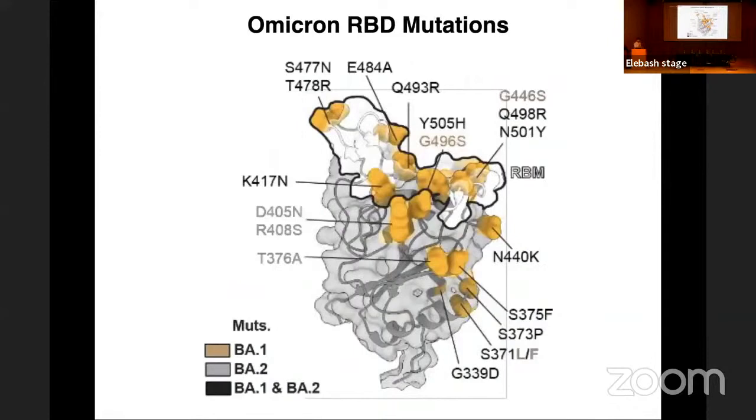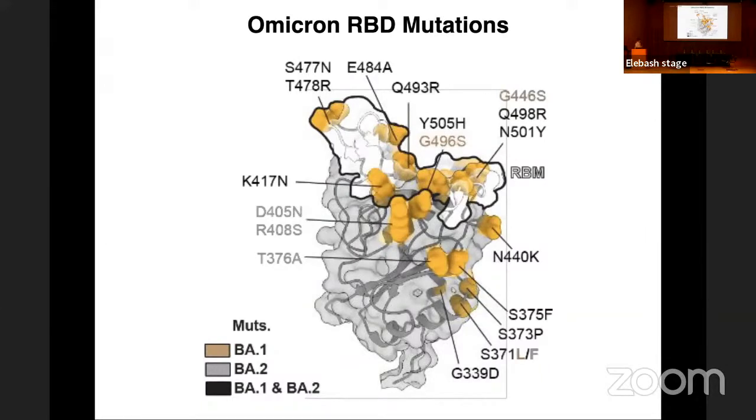So what we did is the same kind of game that I was just talking about with the antibodies. There are 15 mutations in the receptor binding domain of the Omicron spike protein relative to the ancestral Wuhan strain. Here they are. There are 15 in BA1, and then BA2 has some others.